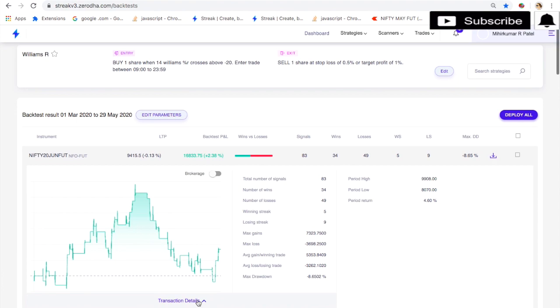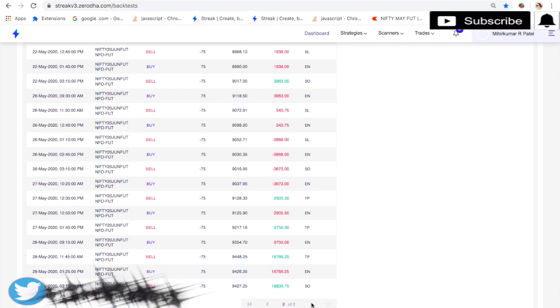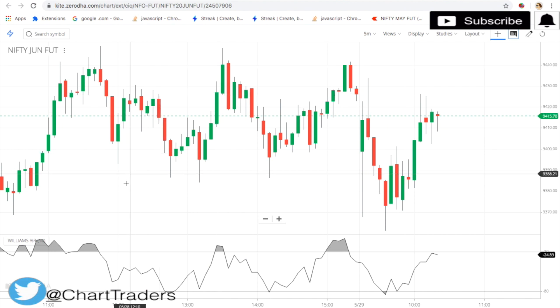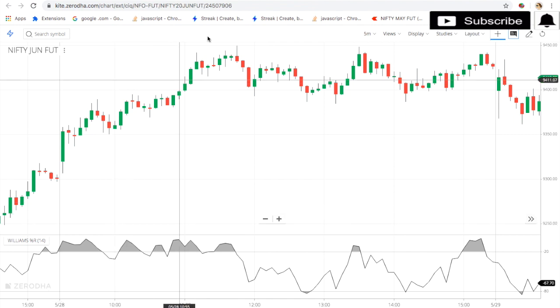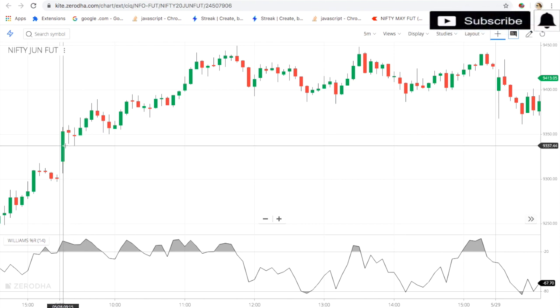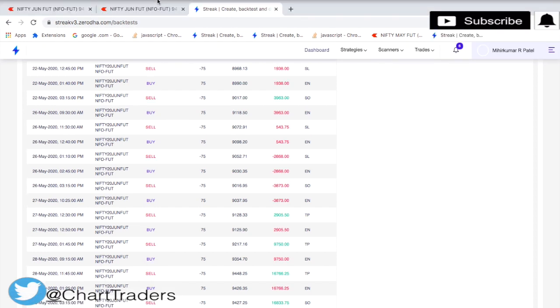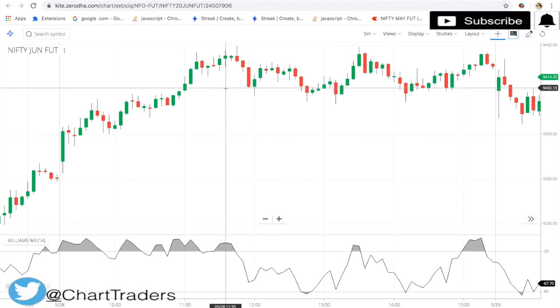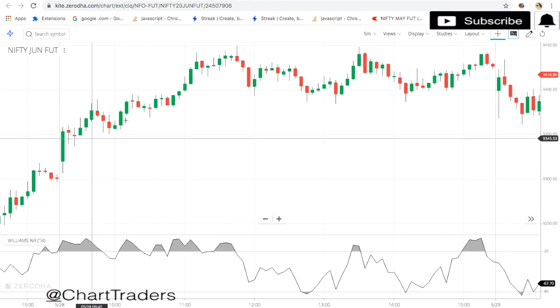You can also see the transaction history. Let's analyze one trade. On 28 May, what is the time? 9:55. So at 9:50 there was a breakout, and we are going to buy here. And what is the exit point? 11:45, that is your exit point. Here at 11:45 the target is achieved. So this movement we can capture with the help of MFI.